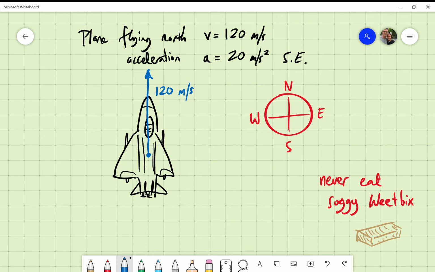Plane's flying north. We've got a top-down view, so we just draw it straight up. Now, the southeast, 20 meters per second squared. I'm going to show that right here like that. Now, this is not in proportion. It is not exactly 1/6 of the length of the 120. Okay, 20 is 1/6 of 120. But I didn't draw the length of it as being exactly 1/6, but it's definitely shorter.